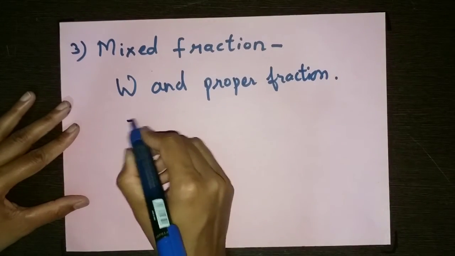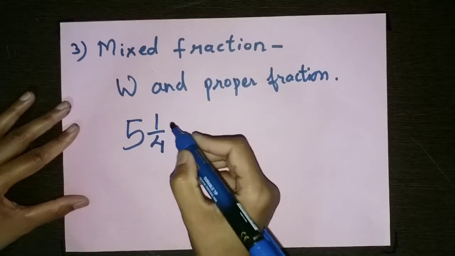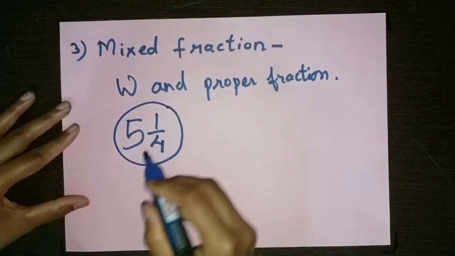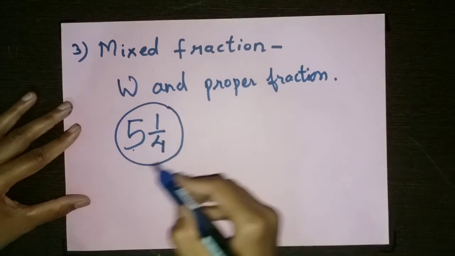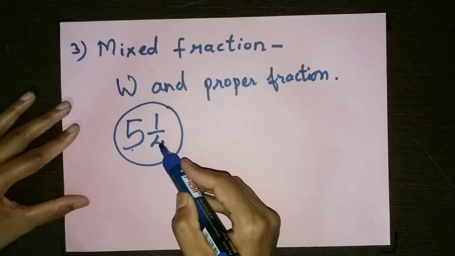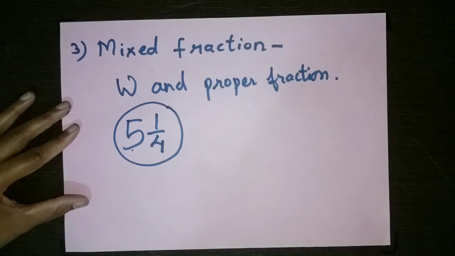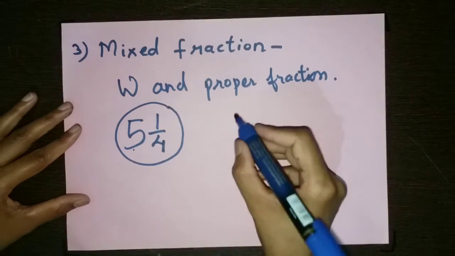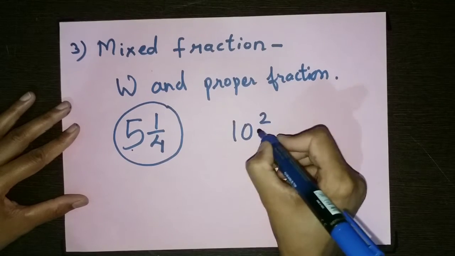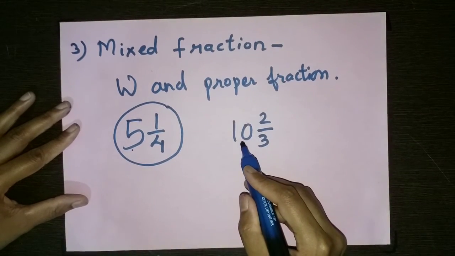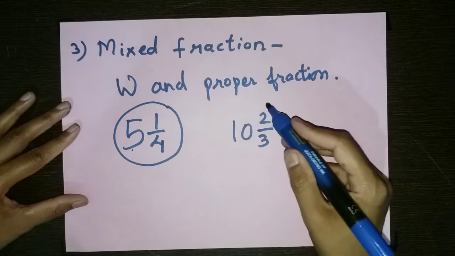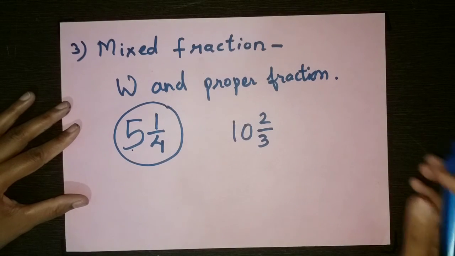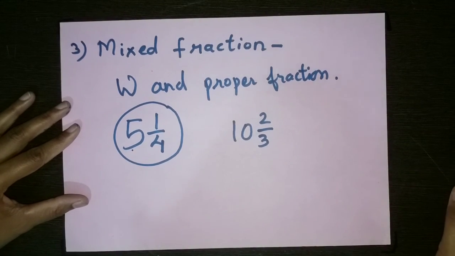Just like if I consider here 5 complete 1 by 4. Here this fraction is the combination of a whole: 5 is the whole number and 1 by 4 is the proper fraction. So this fraction is the combination of whole and proper fraction. So I will consider this an example of a mixed fraction. We can take many examples of that also. We can consider 10 complete 2 by 3. Here also 10 is the whole number and 2 by 3 is a proper fraction. So you can easily say that this is an example of a mixed fraction. So a mixed fraction is nothing but a combination of whole and proper fraction. A combination of whole and proper fraction is only the mixed fraction.